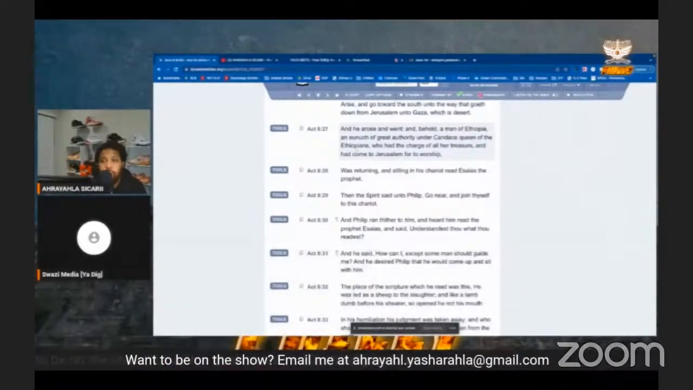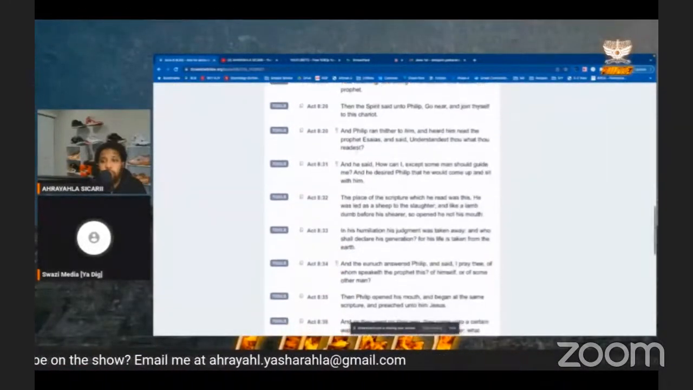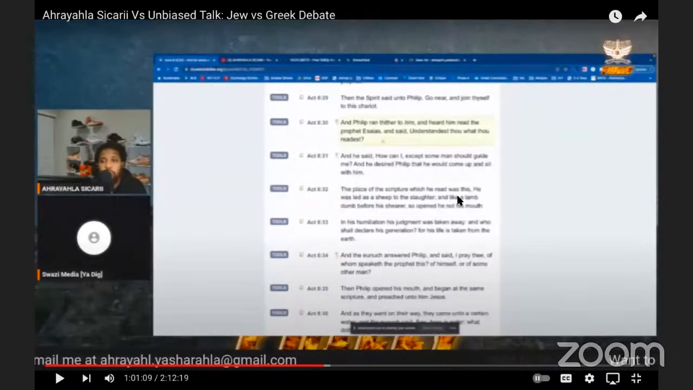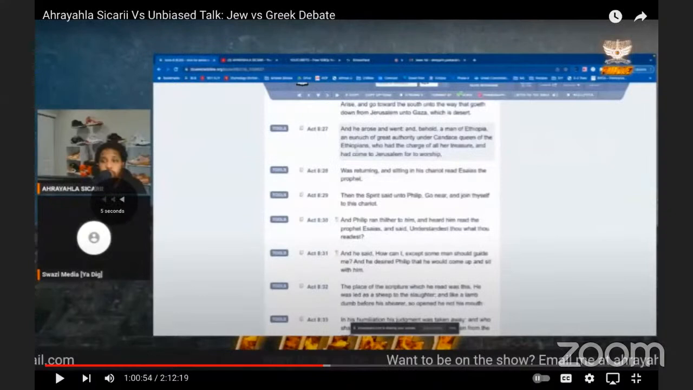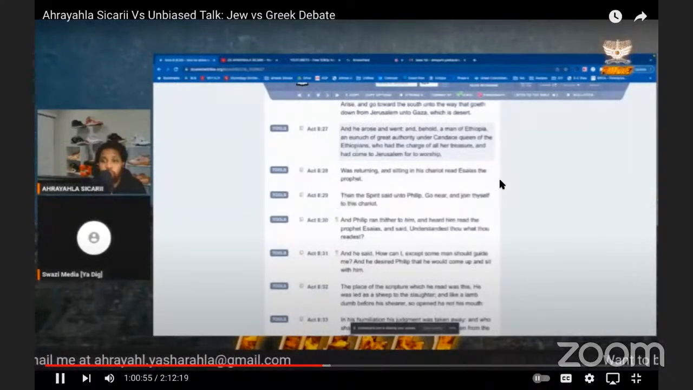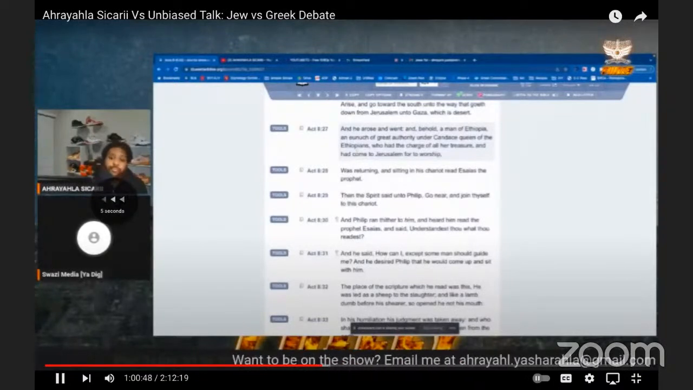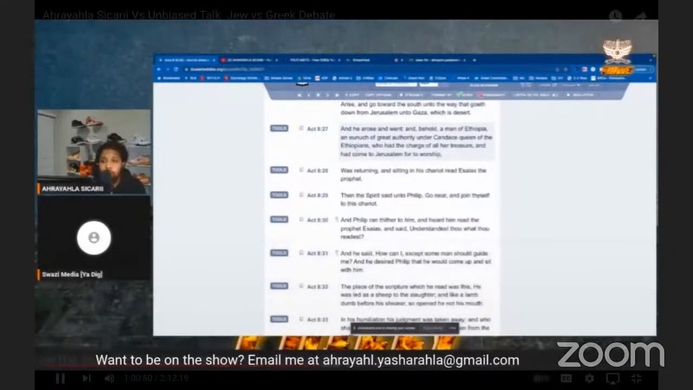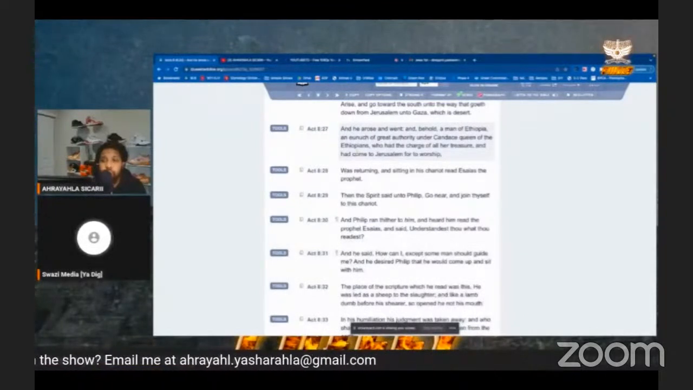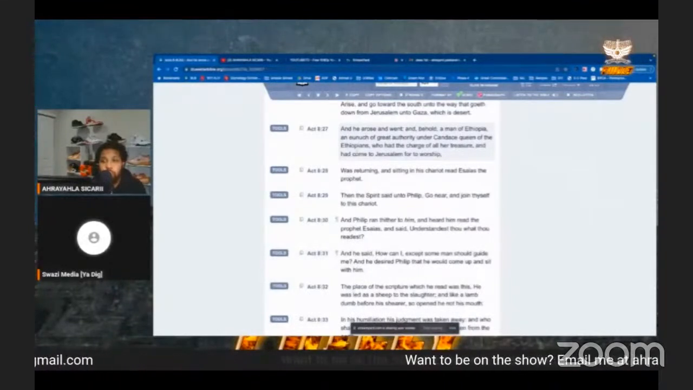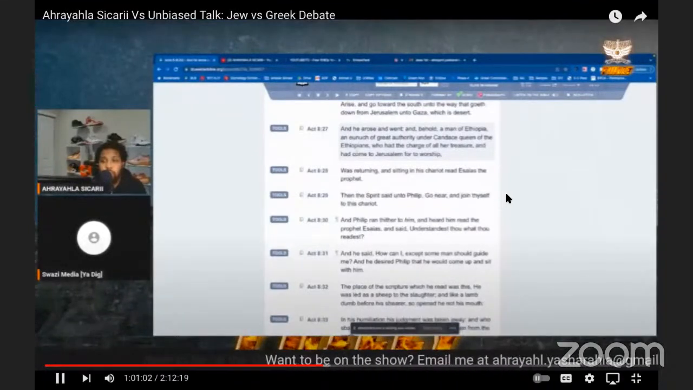For to worship. Now, if you go to verse 30, it says, and Philip ran thither to him and heard him read the prophet. So we're talking about an Ethiopian eunuch. Wait, I want you to catch something. Candace, queen of Ethiopia. A eunuch of great authority under Candace, queen of the Ethiopians, who had the charge of all her treasure, and had come to Jerusalem for to worship.